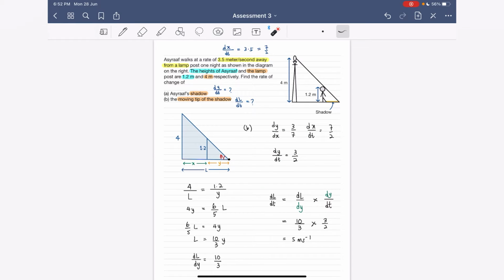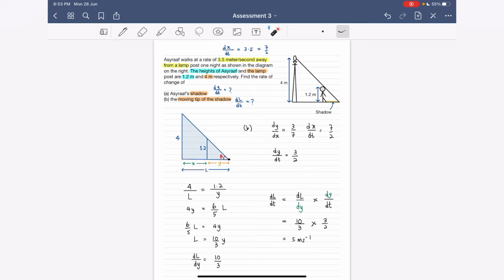So next, let's try to find the dL/dt. So how to find dL/dt? The solution is the same as before, like part A, but here it will be the L. Before that it was x plus y, but now we use L because L is the sum of x plus y. So we take the L here because we want to find the dL/dt. So let's do the solution.